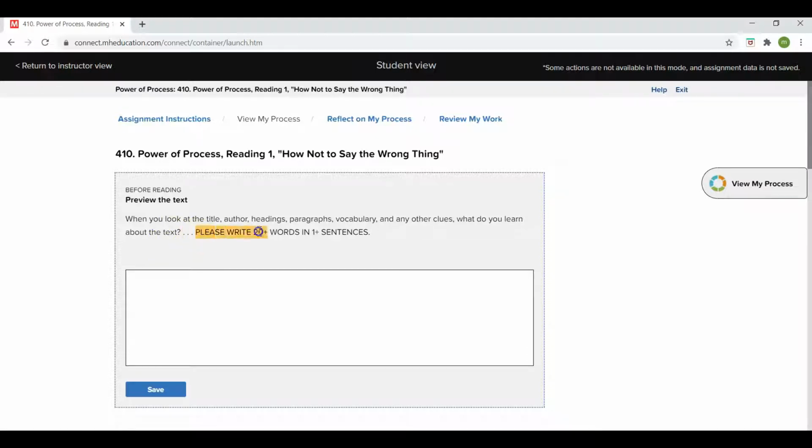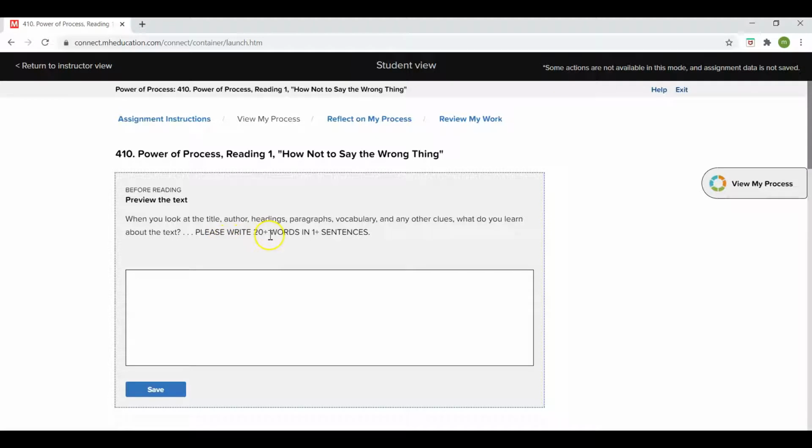Now, I added this in all caps. That doesn't mean I'm shouting at you or anything. It just means that I want you to notice it. Please write. I remember there was one year when I was doing these activities and I put it in parentheses, and students were simply not noticing it. So I took it out of the parentheses and I wrote it in all caps, so there it is, in our faces, everyone's face, so we shouldn't miss it.